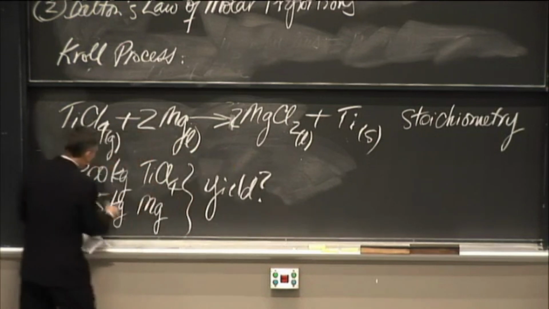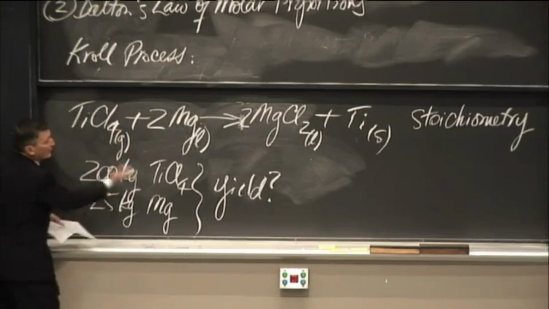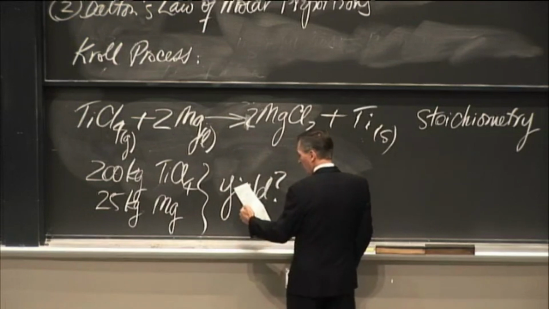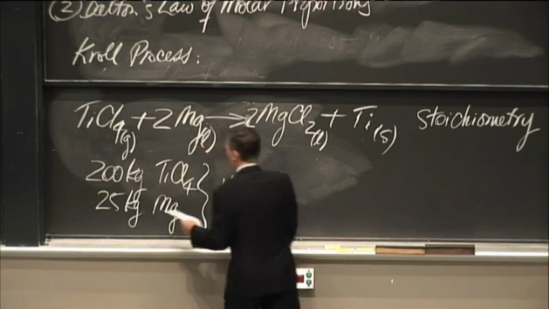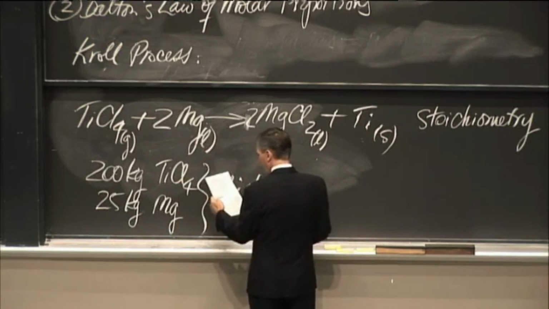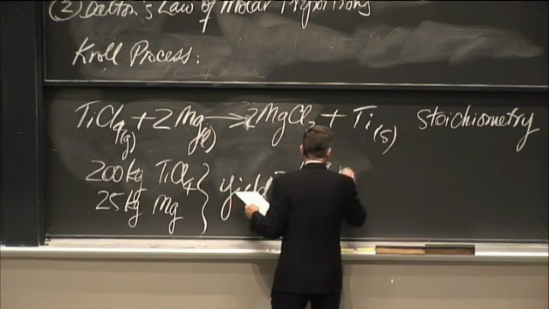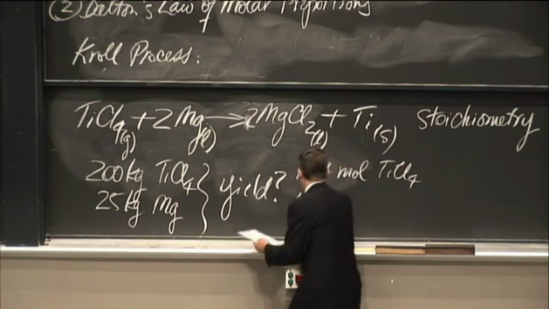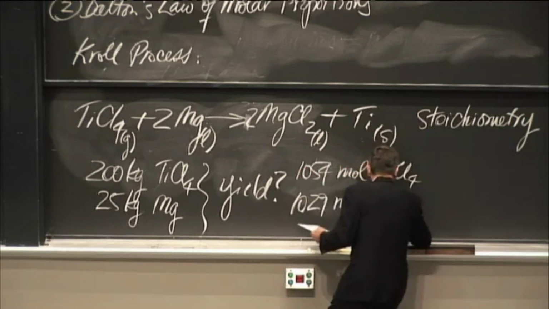So first thing I've got to do, this is in moles, this is in kilograms. So I have to convert the kilograms to moles, and then maybe I can make some sense of this. So if I divide by the atomic mass of titanium plus 4 times the atomic mass of chlorine, and convert, I will discover that I have 1,054 moles of TiCl, and I've got about 1,029 moles of magnesium.